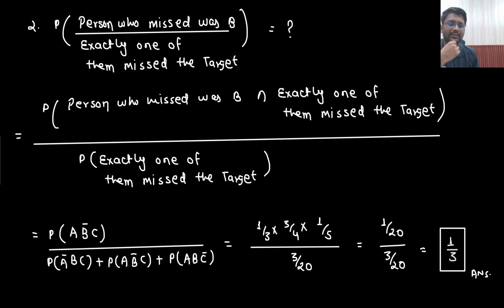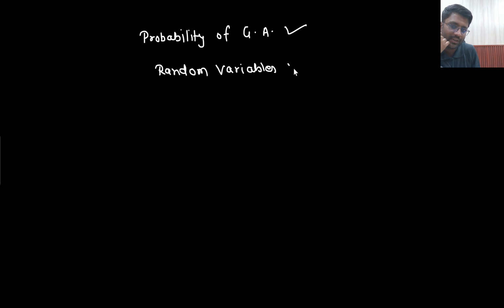Understandable? So that's it. This is the end of probability for general aptitude. Okay. Next, what are we going to study? We are going to study random variables, which is a topic of engineering mathematics.